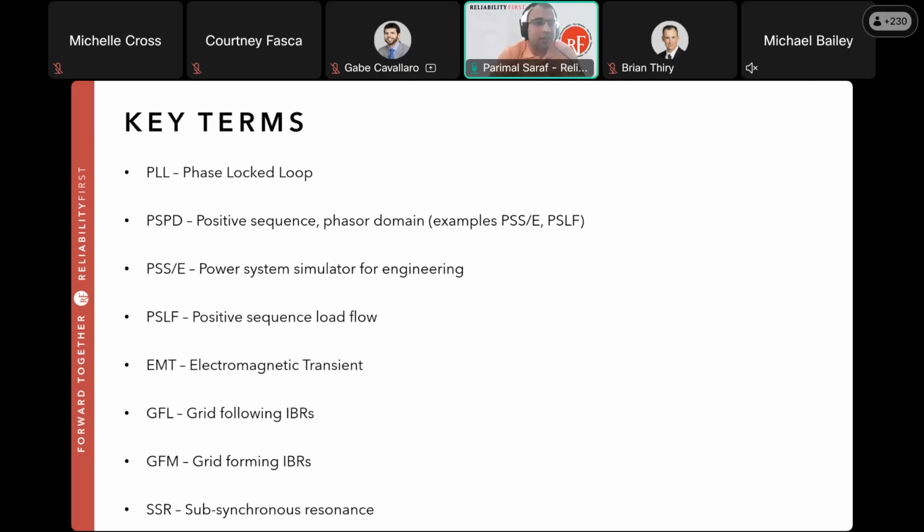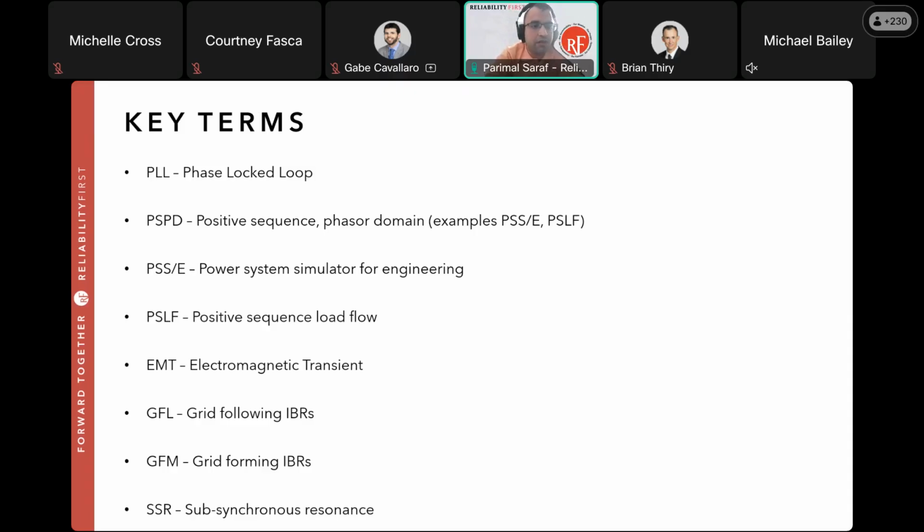So these are the key terms or acronyms I'll be using throughout my presentation. I thought I'd put a separate slide for it. I'll just go over them briefly. First one is PLL, phase lock loop. It's a pretty popular term when we talk about IBRs these days. It's just a synchronization mechanism which synchronizes these IBRs, currently existent or in the queue, to the grid. It locks the IBRs to the grid.